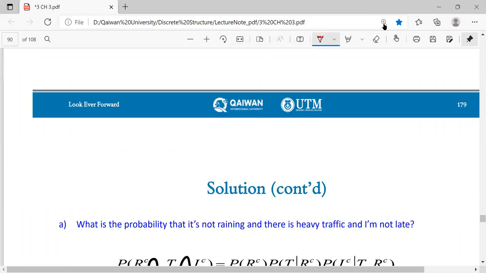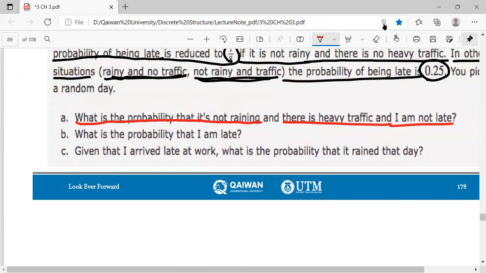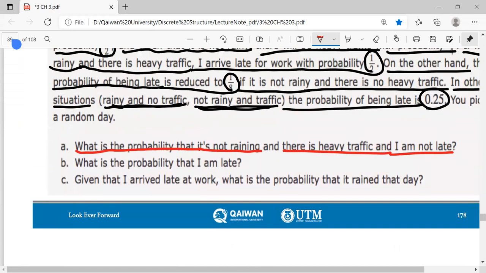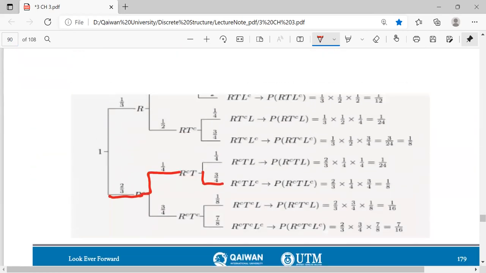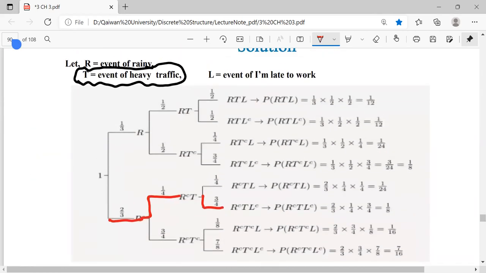Okay. Now, how about the second question? It says, what's the probability that I am late? I'm late. Let's see in how many times it's late. This is late. This is late. This is late. This is late also. Okay. In these four cases, we have late.